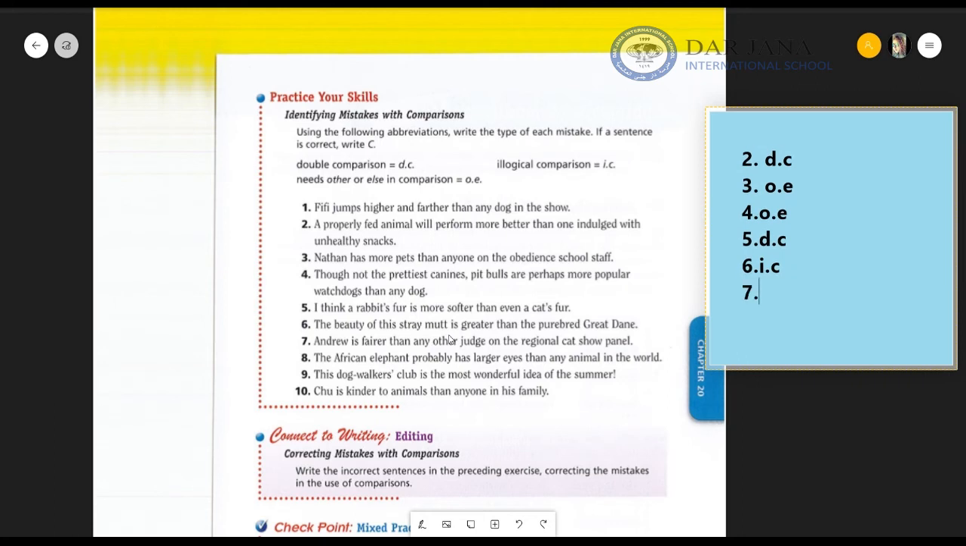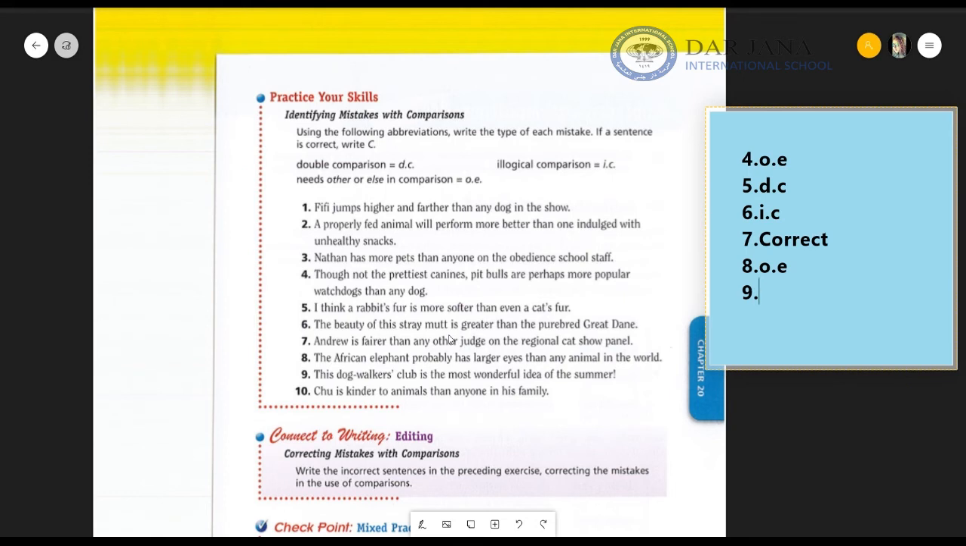Number 7, Andrew is fairer than any other judge on the regional cat show panel. So I don't see anything wrong with this sentence. This makes it correct. Number 8, the African elephant probably has larger eyes than any animal in the world. Now, elephants are animals, so if I'm comparing elephants to themselves, this makes no sense, so I'm going to be needing other.